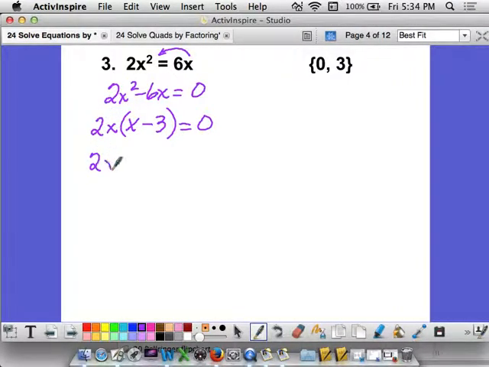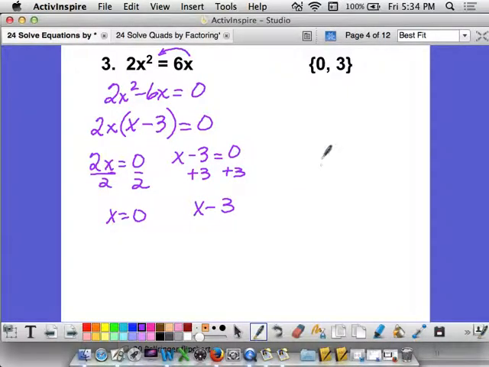Now this 2x has an x, and that's what I'm solving for, so I set that equal to 0, and x minus 3 equal to 0. When you divide by 2, x is 0, add 3 to both sides, and x is 3. That gives me the answer, 0 and 3.